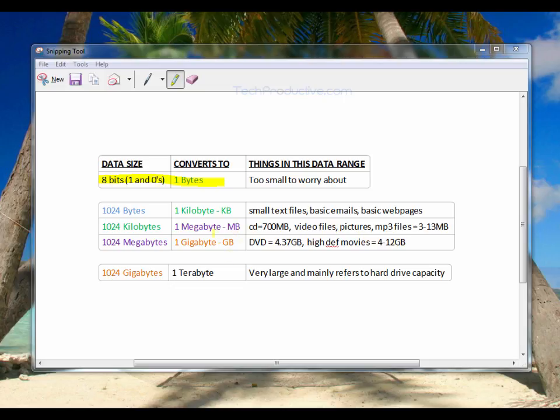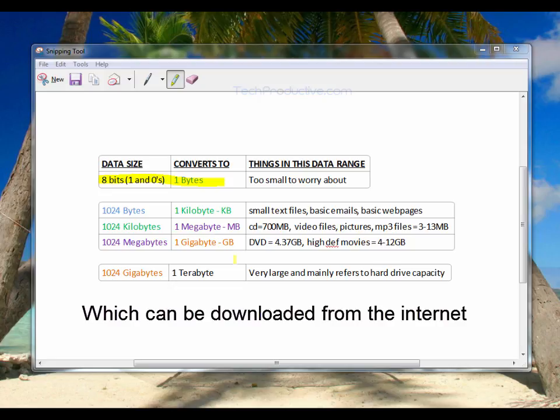Once we get 1,000 megabytes, or to be precise it's 1,024 for each of these, but if we just round it to 1,000 it keeps it simple, we get a gigabyte. So 1,000 megabytes equals a gigabyte. Now gigabytes is your larger measurement of data, and that's where you're going to find things like DVDs, which are usually around the 4.3 gigabyte range, and high definition movies, which also are around 3 to 12 gigabytes in size.